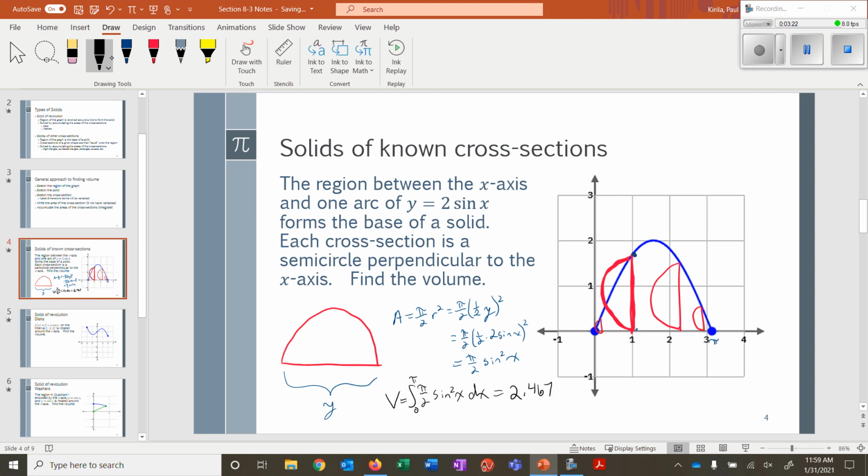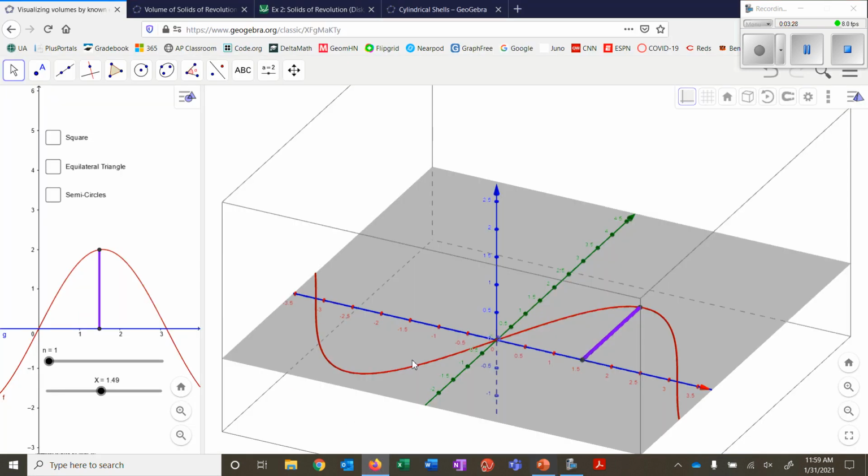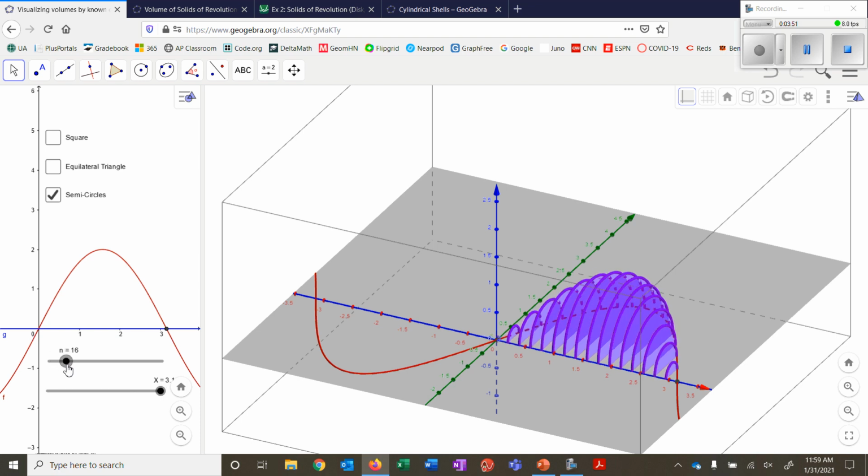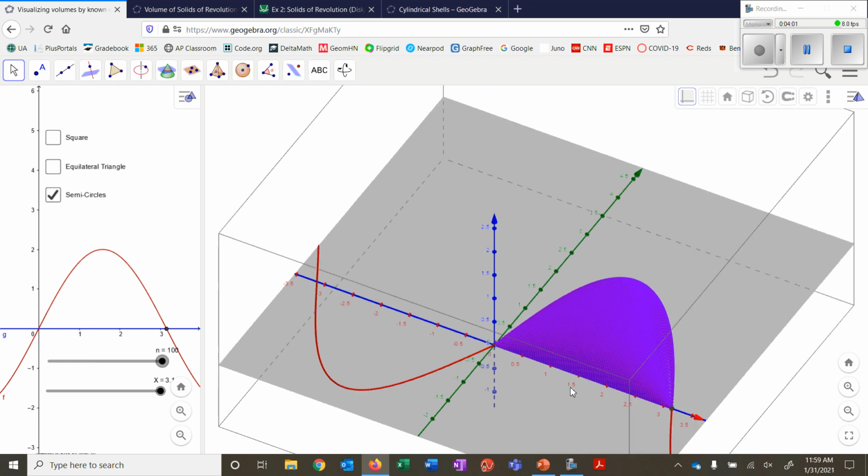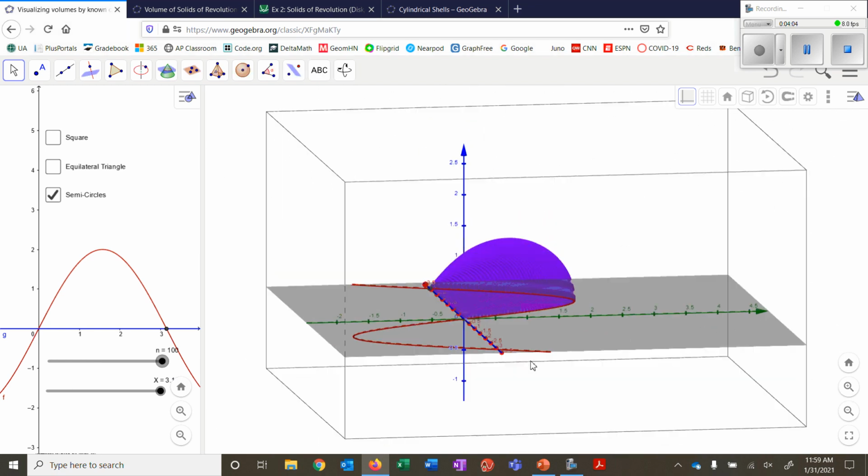If it helps, I am able to demonstrate what this looks like. So here I have a graph of 2 sine of x. We're looking at this region right here. I want to use semicircles to build it. And I'm going from 0 up to pi. And I want to add more and more semicircles. And as I add more semicircles, I can start to get a sense of what this looks like. So I'm going to go up to 100 semicircles here. Now if I move it around, I can see what shape I'm getting.